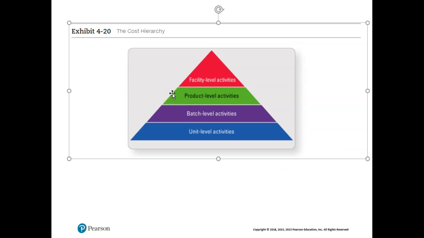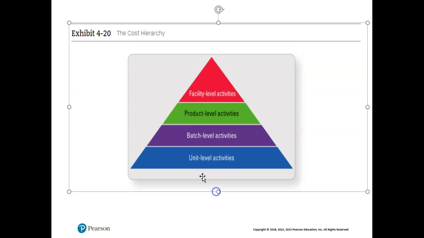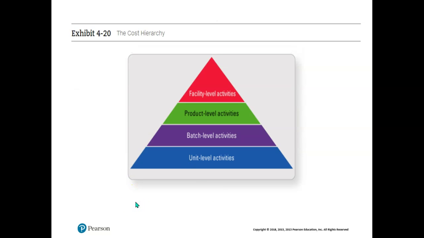This is an image that was in the text, and it takes activities and breaks them down between activities that support the whole facility, and that would be like insurance on the plant, or a product level activity, what's done just at the product level. And that might even be design activities. Okay, batch level activities. A batch would be, let's say if you produce razor blades, you do 10,000 at a time. That would be a batch. So you set up the machines and you run steel through it. And that would be a batch level activity, okay?